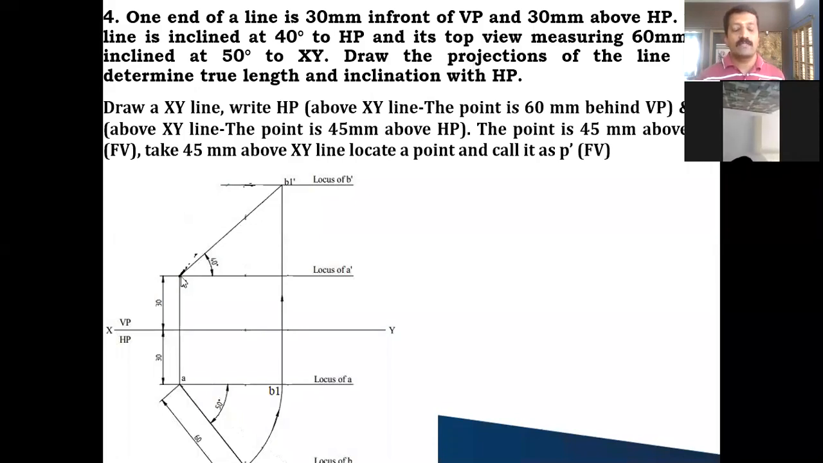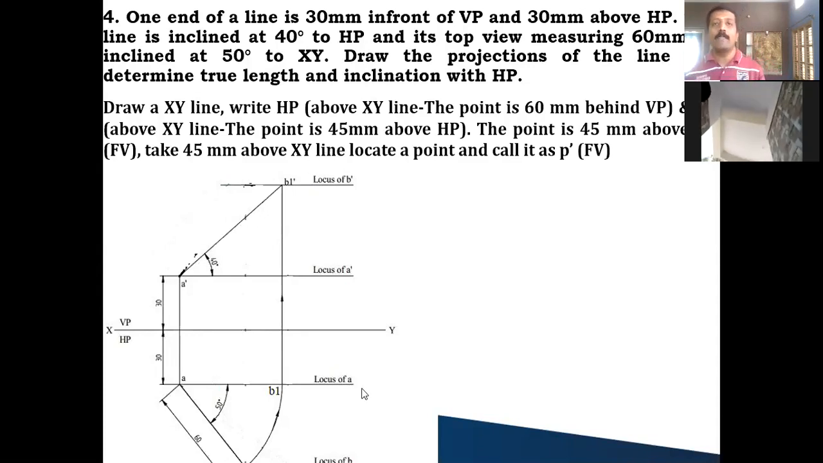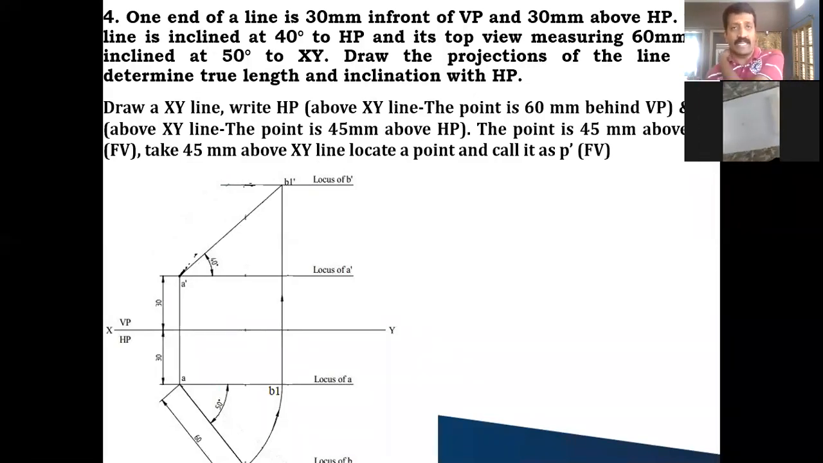So from A dash, the theta always we can see in a front view, that is HP inclination. From A dash as the center, you draw a 40 degree line and leave it as it is. Theta you can draw. And its top view measuring 60 millimeter, that means top view length he has given. So data theta he has given 40 degree to HP, top view length he has given 60 millimeter.